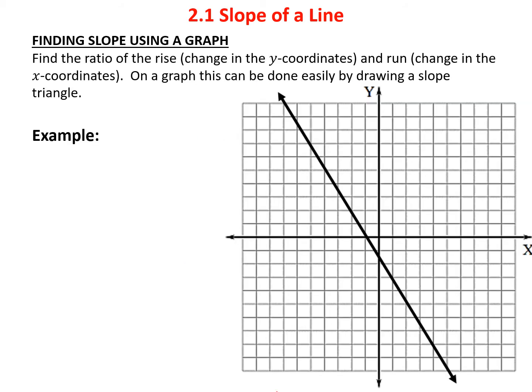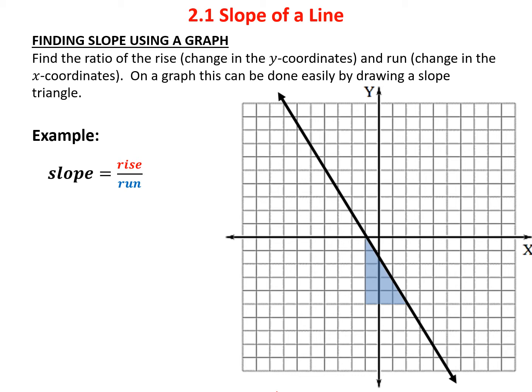So let's begin with finding the slope using a graph. To find the slope, we want to find the ratio of the rise, that's the change in the Y coordinates, to the run, which is the change in the X coordinates. On a graph, this can be done easily by drawing a slope triangle between 2 points. So my slope is my rise over my run. Notice I've drawn a little slope triangle between two clear points here, where they cross the crosshairs. And then I just have to count boxes.